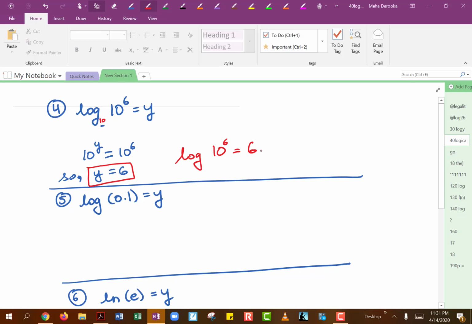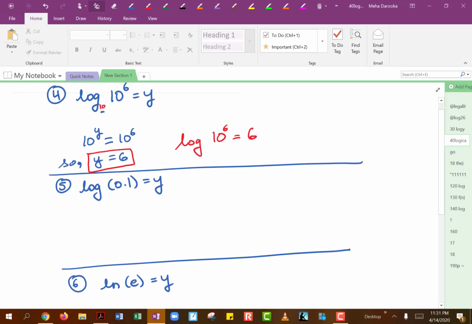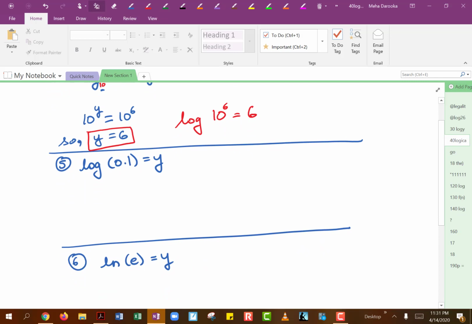Alright, let's look at number 5 over here. Again, this is understood to be base 10 whenever they give you just log by itself. So again, you are going to rewrite as 10 to the power of y equals 0.1. Now, you should know 0.1 is the same thing as 1 over 10, or the same thing as 10 raised to the power of negative 1.